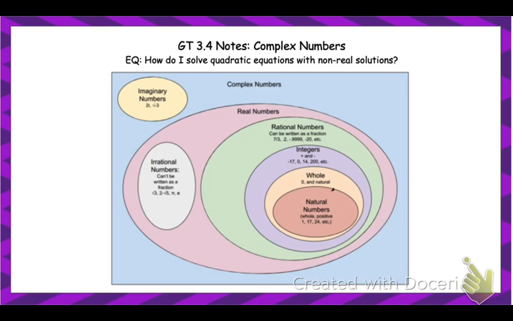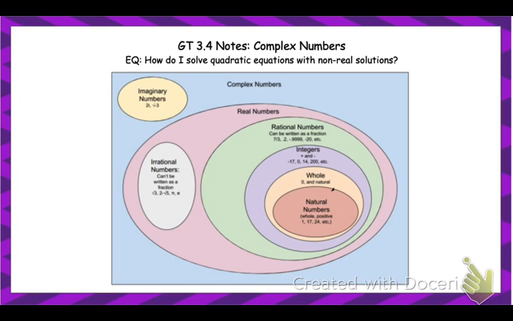And then after that, this larger circle are rational numbers. So rational numbers are any numbers that can be written as a fraction. So like an actual fraction, or a decimal that has a fraction equivalent, like 0.99, could be a rational number because that can be written as 99 over 100. Or anything else that can be written as a fraction.